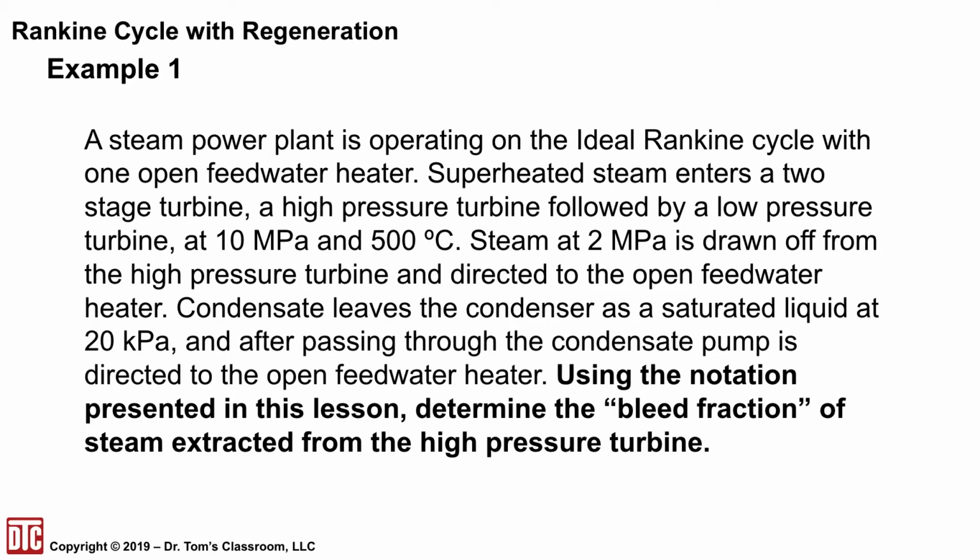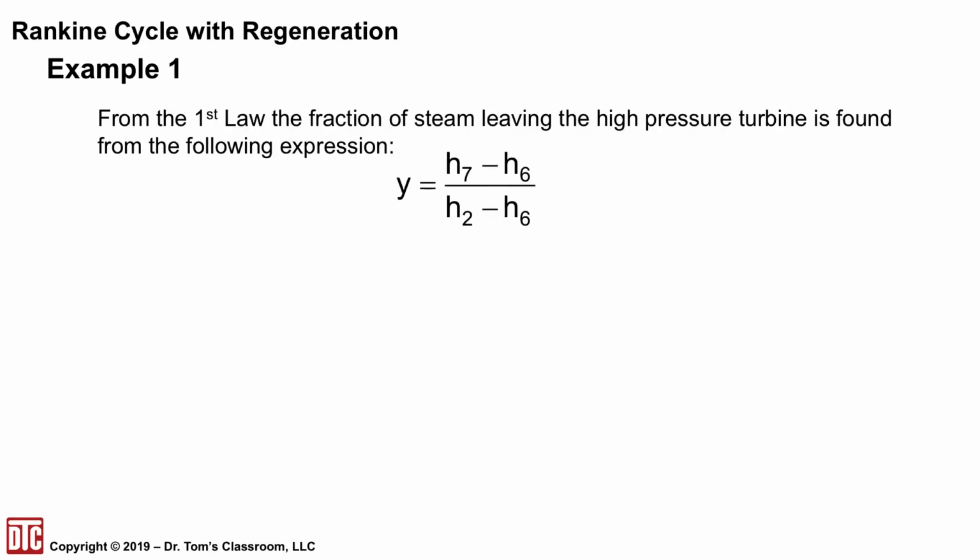We're going to use the notation presented in this lesson, which was the equation we just went over to determine the bleed fraction of the steam extracted from the high pressure turbine, basically y. Okay, so that equation that came from the first law, H7 minus H6 over H2 minus H6. So what I'm going to do is find 4 H's.